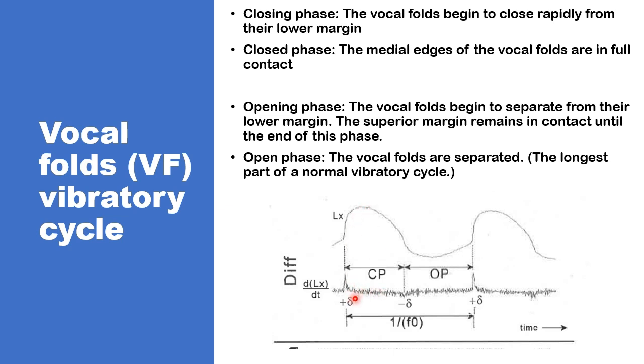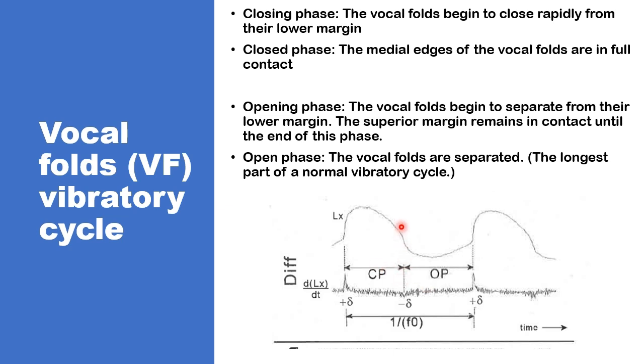When there is acceleration in the movement of the vocal folds to close the glottis, it shows a high positive peak here. This positive peak is used to mark the start of the closing phase. And when they slow down while getting apart to open up the glottis, there will be a small dip here, much smaller than the positive peak, and this would mark the end of the closing phase and the start of the opening phase of the vibratory cycle.